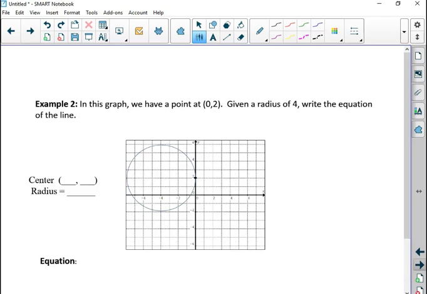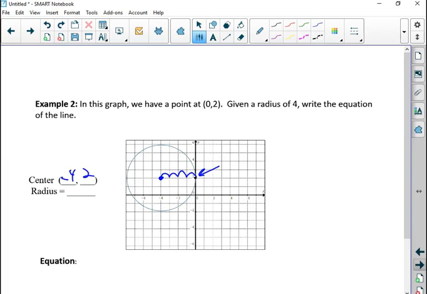All right, example 2. In this graph, we have a point at 0, 2. There it is right there. Given a radius of 4, write the equation. Well, we need to find where the center is, so we're going to count 1, 2, 3, 4. We're going to put a nice dot there, and then we're going to say our center is at negative 4, positive 2.